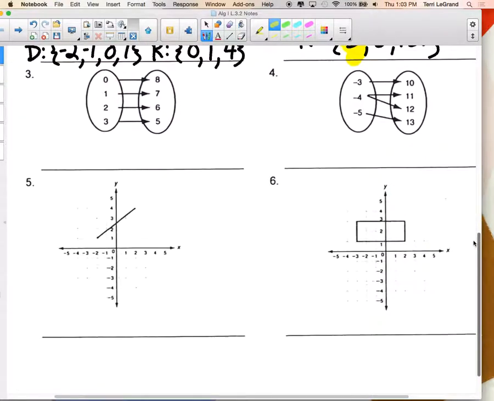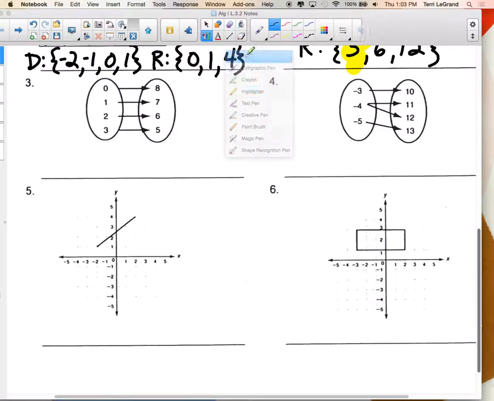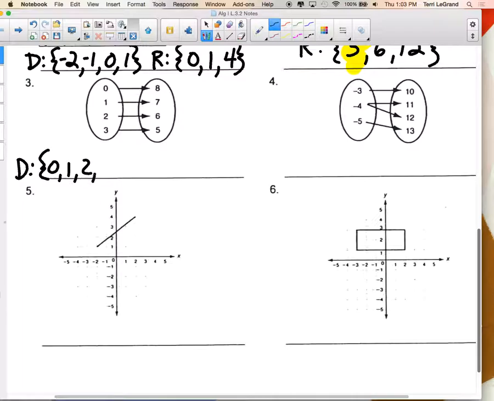So let's look at this one. Even though this mapping diagram wasn't made the way you're going to make them, we can still give the domain. What would the domain be? 0, 2, 3. Range, 5, 6, 7, 8. We're going to switch up that order. And when we make a diagram, we would switch up that order also.